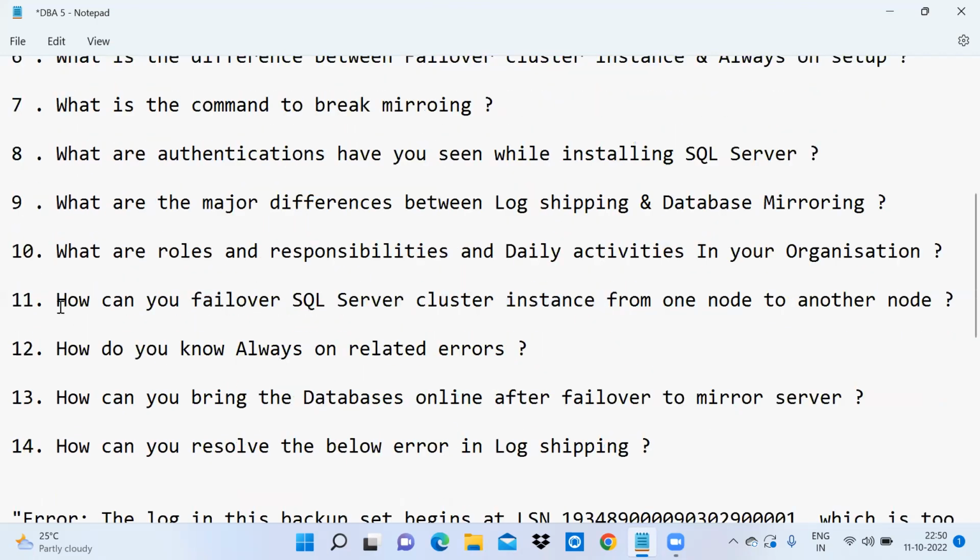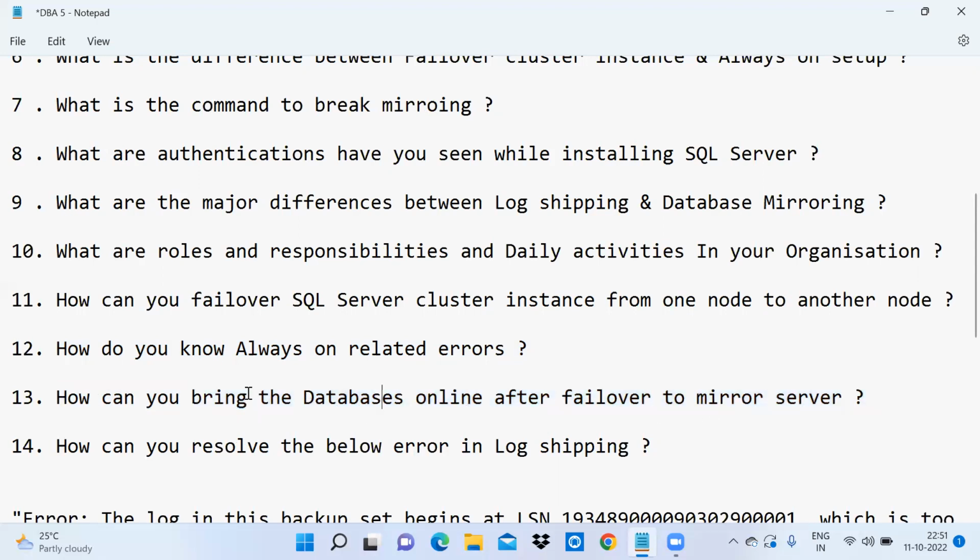Next, how can you fail over SQL Server cluster instance from one node to another node? Next one is, how do you know always on related errors? Means how can you find out the always on related issues? Okay. Next, how can you bring the databases online after failover to mirror server?